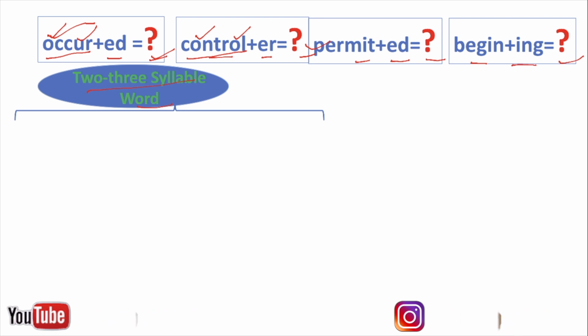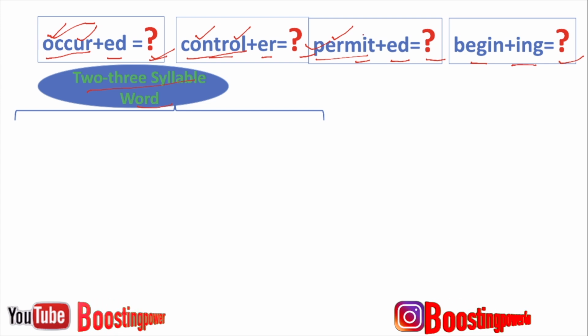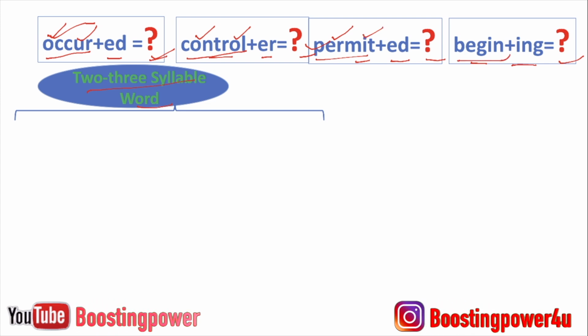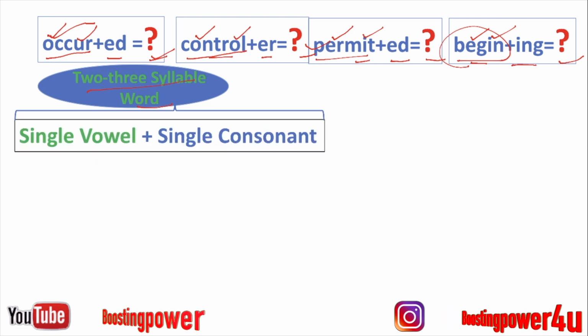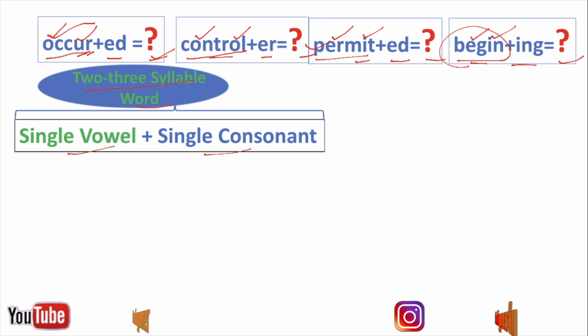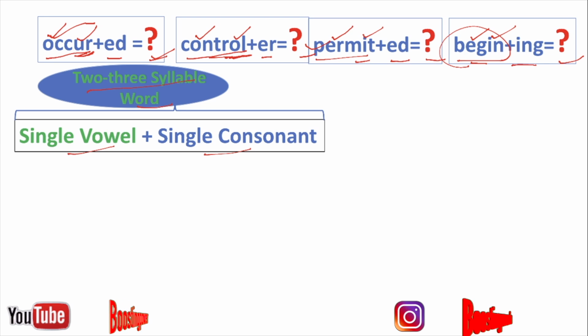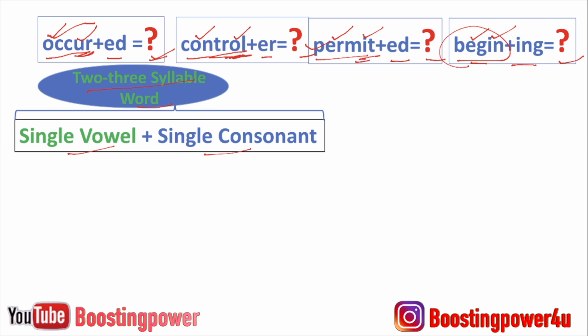2 vowel sounds are there. In the case of permit, if you see, 2 vowel sounds are there, one is here and one is here. In the case of begin, in this case also 2 vowel sounds are there, one is here and one is here, E and I. So in these types of words, if the word ends with a single vowel and single consonant, just see here: single vowel, single consonant. This word is ending with a single vowel and single consonant, this word also, this word also, and this word also.